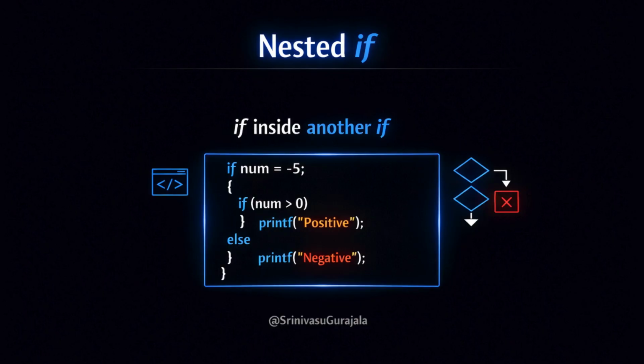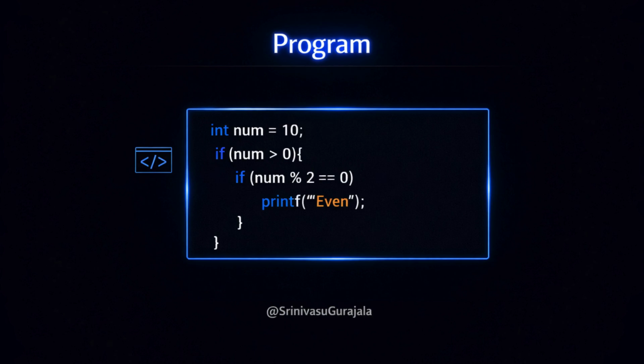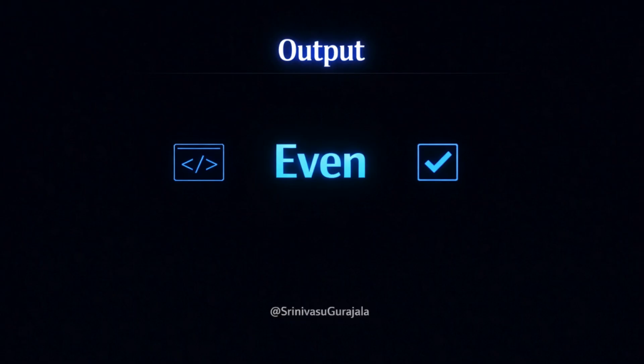Now let's understand nested if. It means placing one if statement inside another if. First condition is checked, then inside that, another condition is checked. In this program, num is 10. First we check if it is positive. Then we check if it is even. Both conditions are true, so the output will be even.